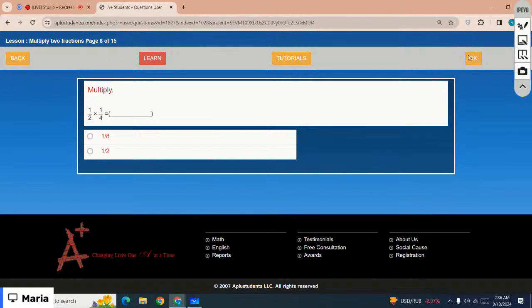The next one is 1 by 2 times 1 by 4. So which is the correct option? Very good. 1 out of 8. It is option number 1 is the correct option.